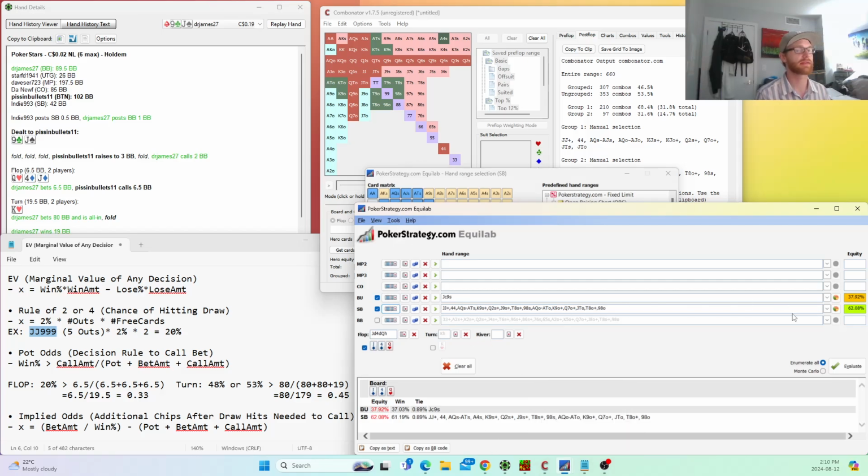So now that I've calculated the equity, in the main situation, I gave myself, so this is showing me now that I would have a 62% chance against this range.